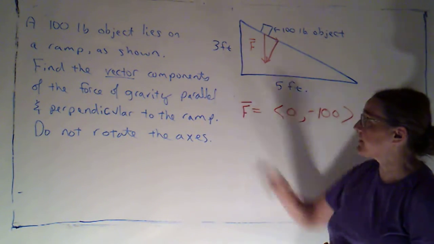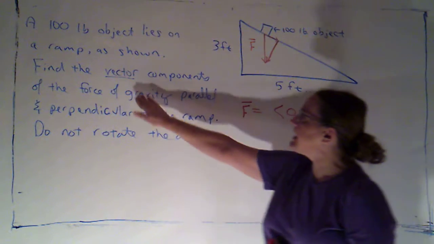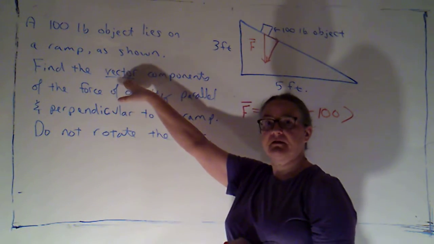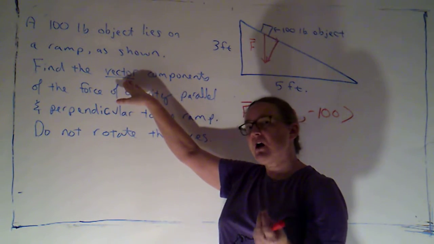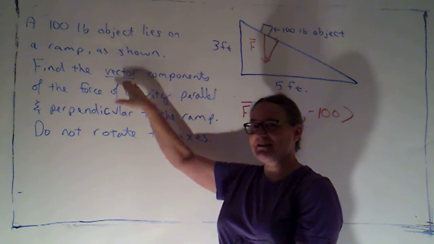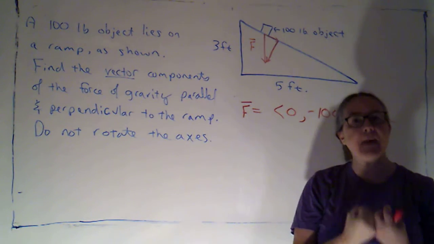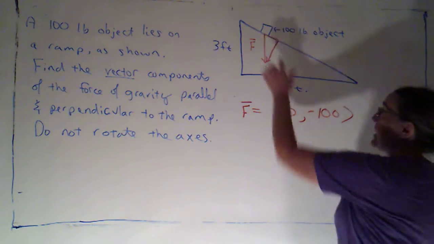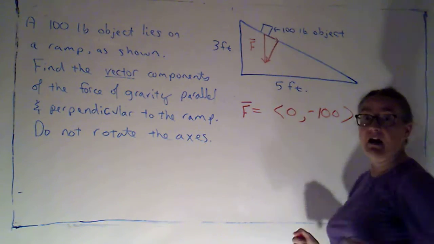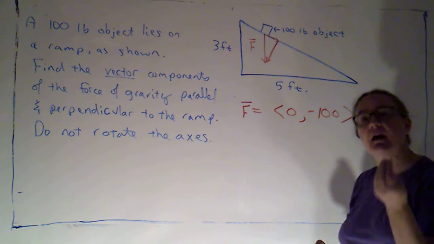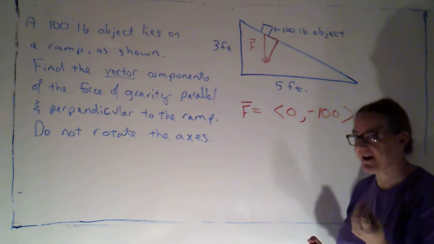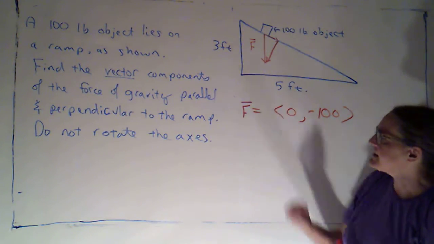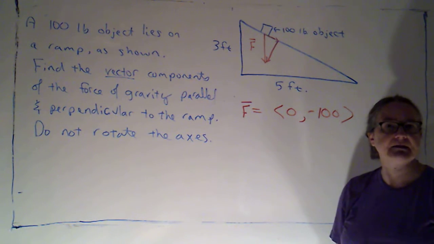Okay, so let's look very carefully at the directions. I ask for the vector components of force. That means I do not want just the magnitudes. I don't want just the amounts of force. Those I could get just using right triangle trigonometry. I could find the length of these sides using right triangle trigonometry, but that would give me numbers. I want vectors. And then I say, don't rotate the axes.